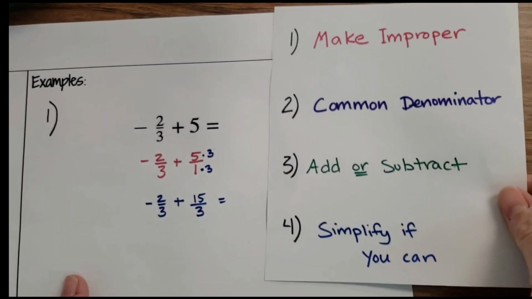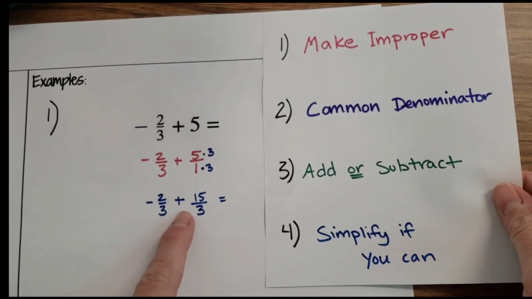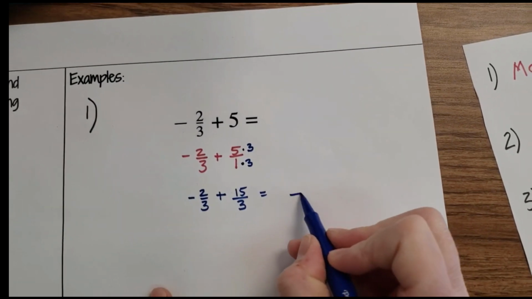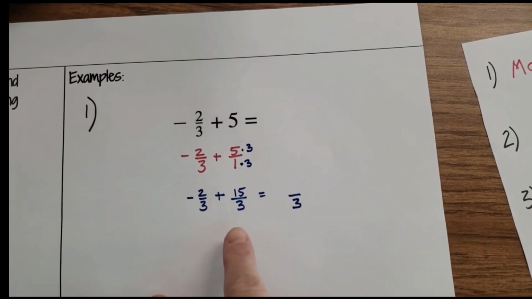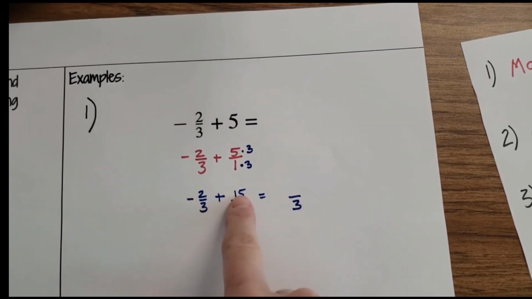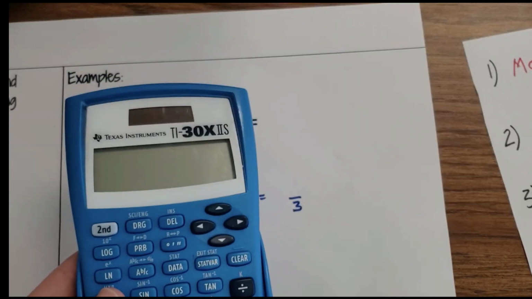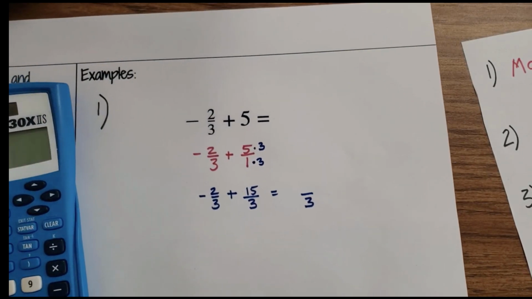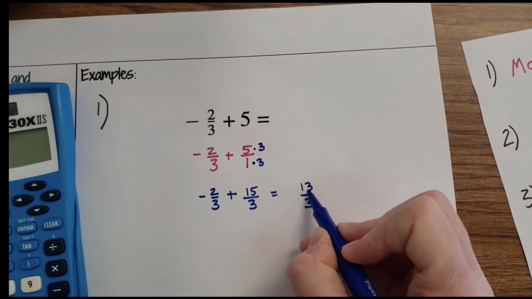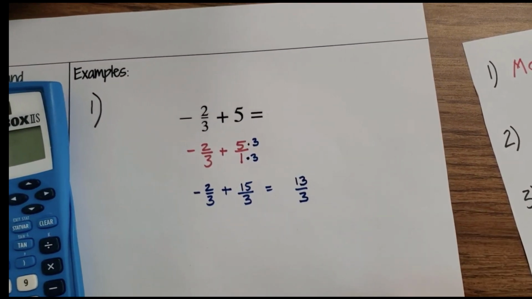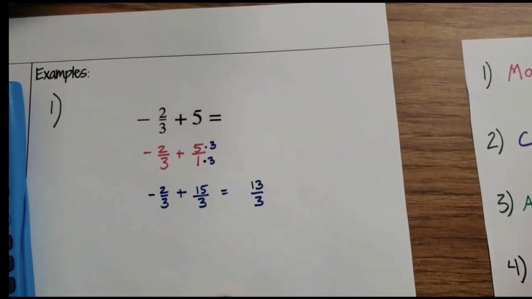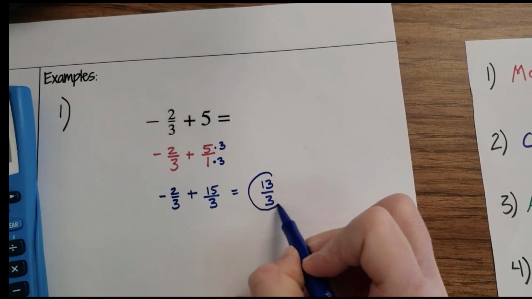Our next step is just to add or subtract. In this case, we're adding, so we're just going to add the numerators. Remember, the denominators are thirds, so they're going to remain thirds. Now, the difference between this problem and what we did the other day is that now we're going to see some negatives. So we have negative 2 plus 15. You can use a calculator if you want to, or you can also use the number line. So negative 2 plus 15 would be positive 13. And remember, we can just leave our answer improper as long as it's simplified. You always want to check your answer to see if you can simplify. And in this case, 13/3 we can't. So that would be our answer.